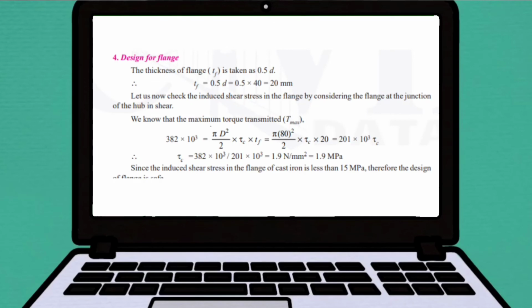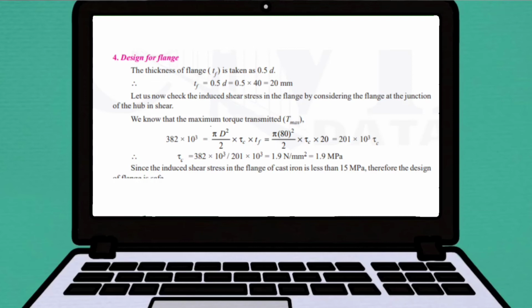Number 4. Design for flange. The thickness of flange is taken as 0.5 times the diameter. Therefore, thickness of flange is equal to 0.5 × diameter, equating 0.5 × 40, equivalent to 20 mm.